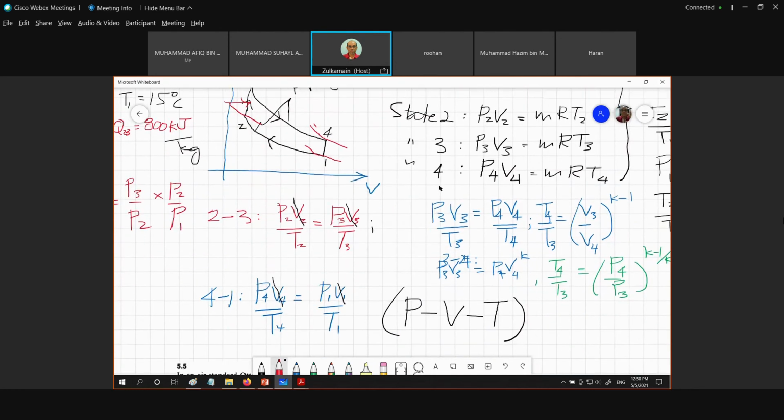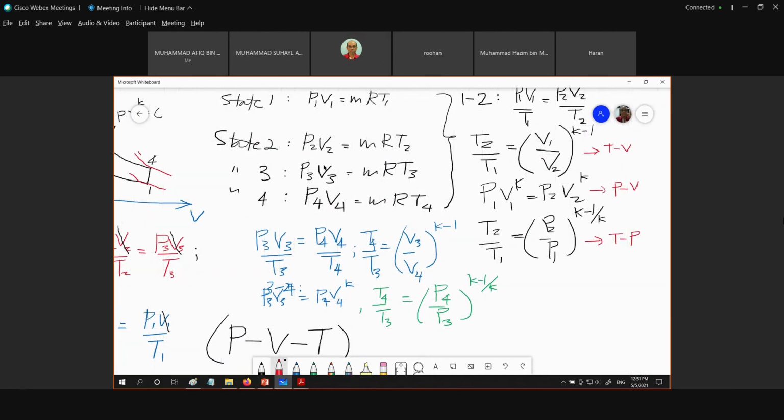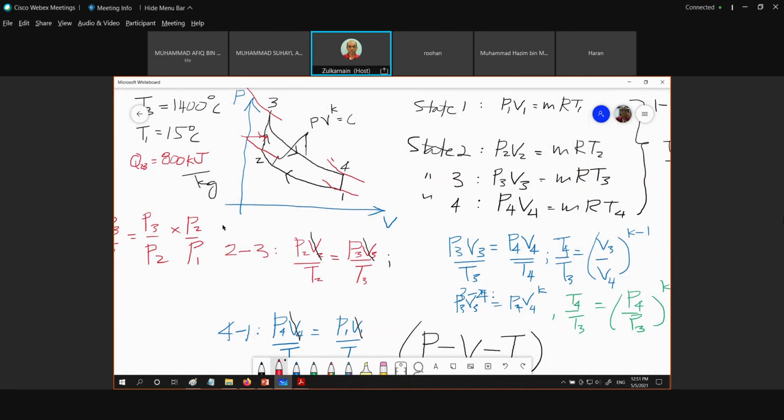is there any relationship that we could get? P3 is here. So once we have the P1 over P2, and then we need to get this equation, P2 over P1. Oh, we also could get the overall pressure ratio.